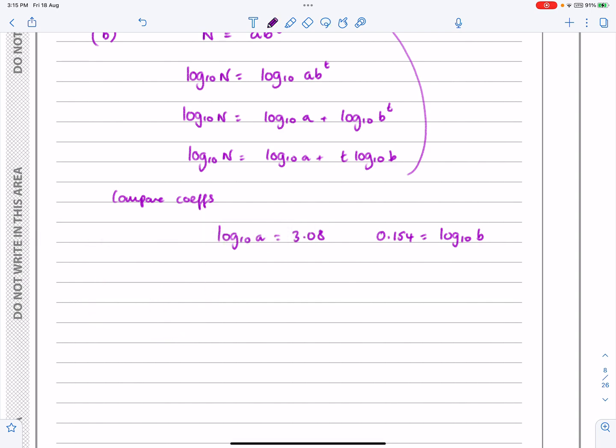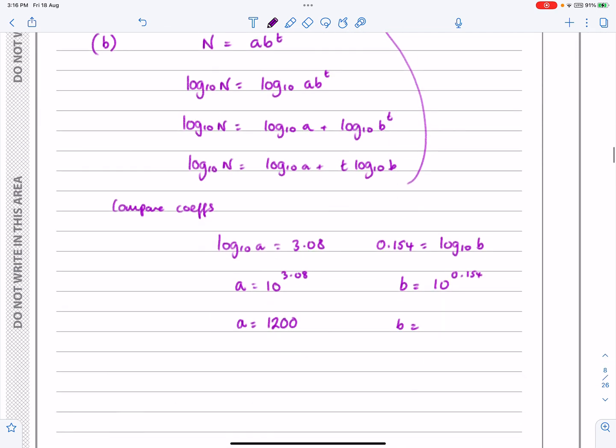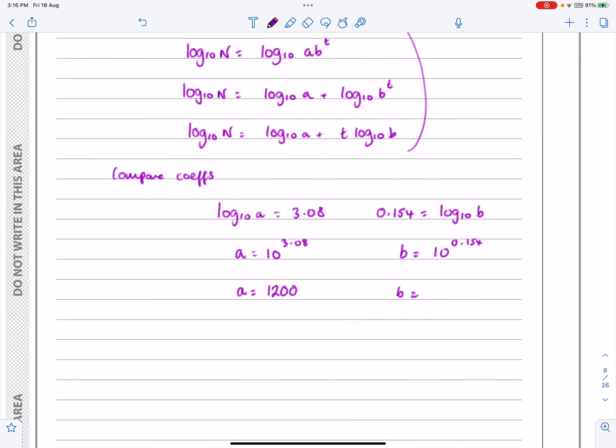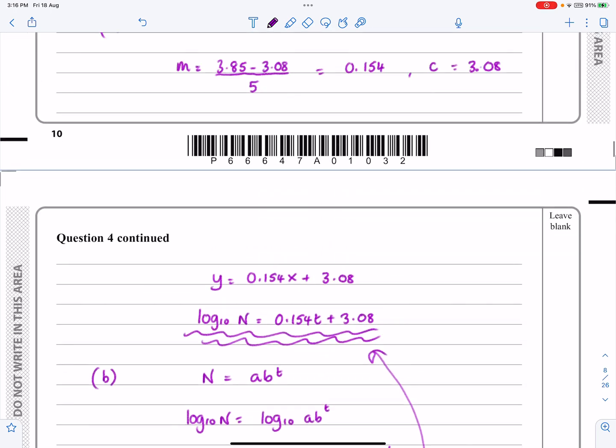So using that twice, and the first one here, we get that a equals 10 to the power of 3.08, that means that A works out to be, now it said three significant figures, so to three significant figures that's 1,200, and with the other one we get B is equal to 10 to the 0.154, and again to three significant figures, that's 1.43 there. So the answer to part B is simply that.